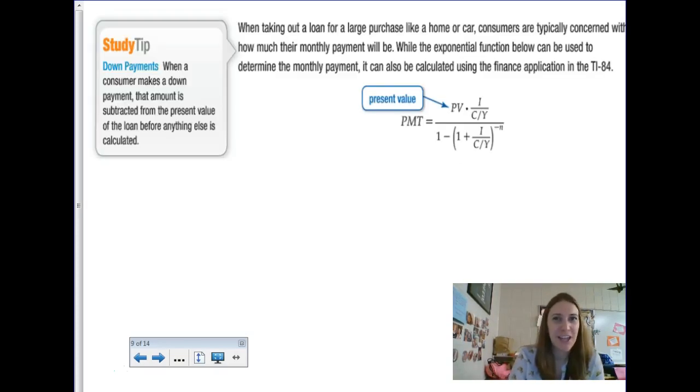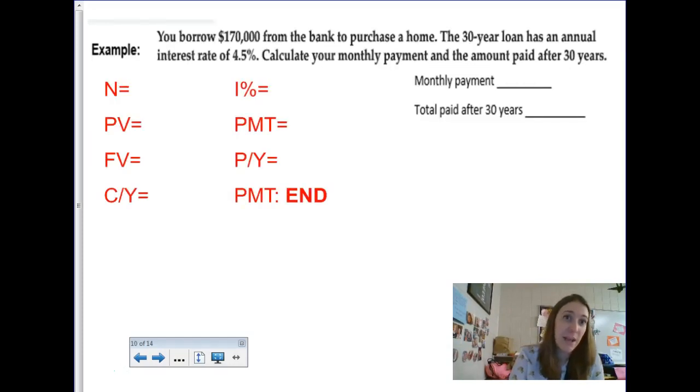So there's that formula again. I'm not going to make you solve this formula by hand necessarily. We're going to be using the application. So this next example is in our notes. So this one, I'm going to borrow $170,000, which means I'm going to need to pay it back, clearly. So this number right here is going to be our present value of the loan.